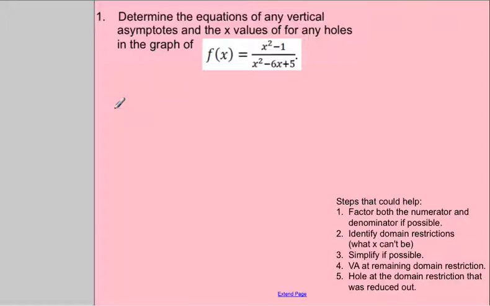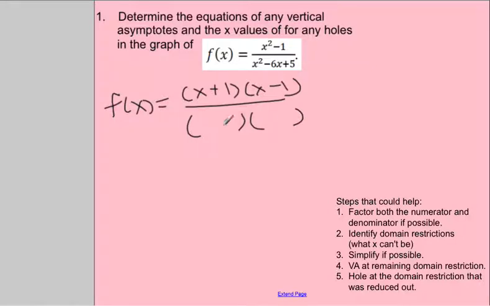So if I look at f of x, my numerator has a difference of perfect squares. So I'm going to have x plus 1 and x minus 1, all over my denominator, which I need to factor. So what multiplies to 5 but adds to negative 6? Well, negative 5 and negative 1 multiply to 5 but add to negative 6. So I look: okay, does anything cancel here?